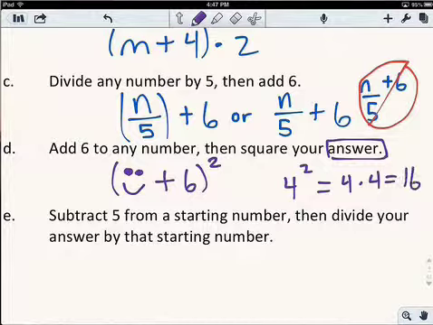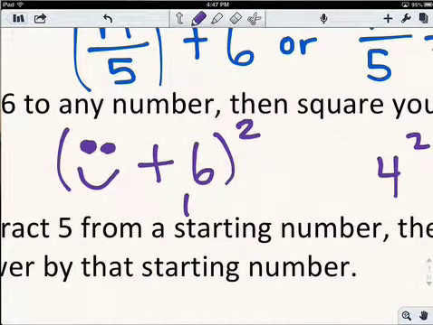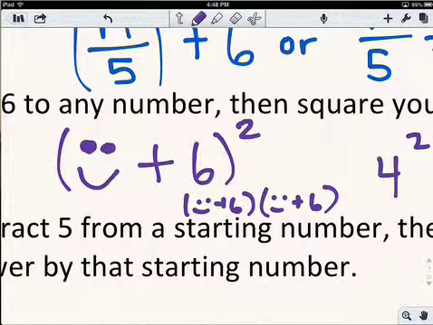It's 16. Ah, okay, so that means smiley face plus 6 in parentheses times another smiley face plus 6. Yeah, we can kind of maybe write it real small right here. Okay, so maybe not the answer we're looking for, but that would be an acceptable way to write it too. Mm-hmm. Okay.